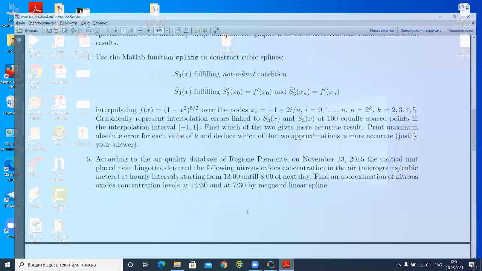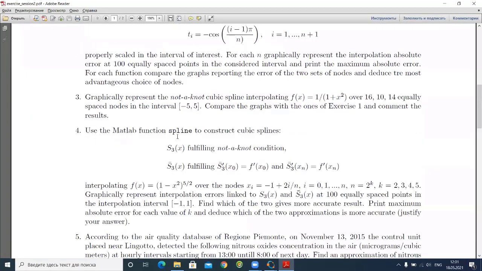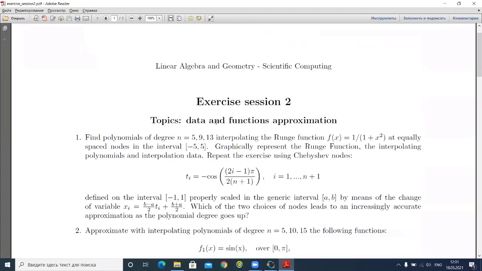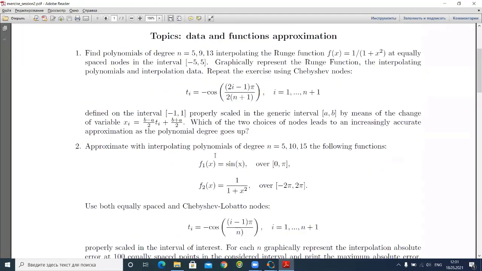Let's start our practice. So first of all, let me show you my screen. And here we will continue exercise 2, data and function approximation.